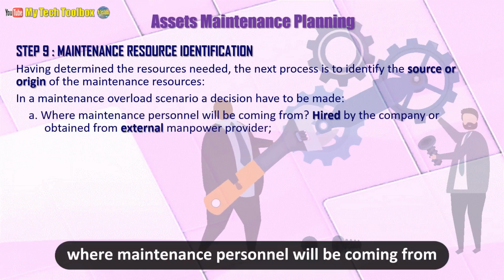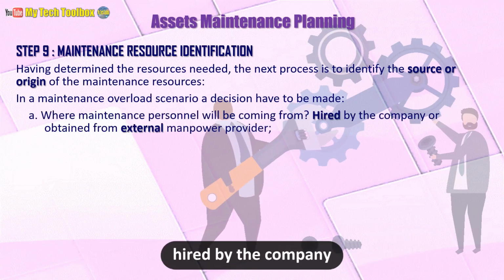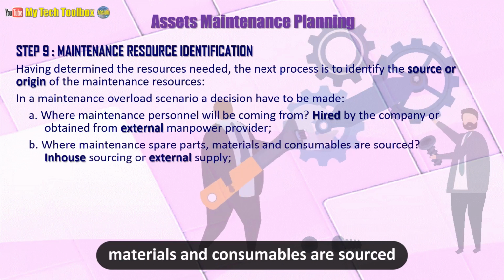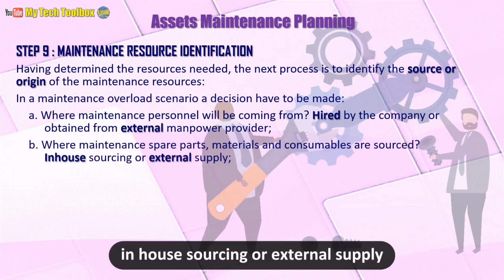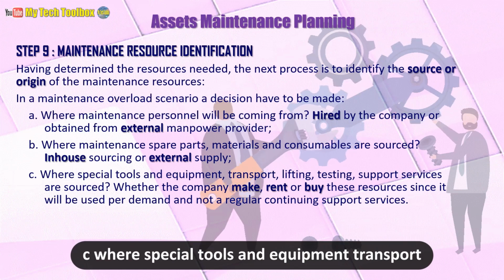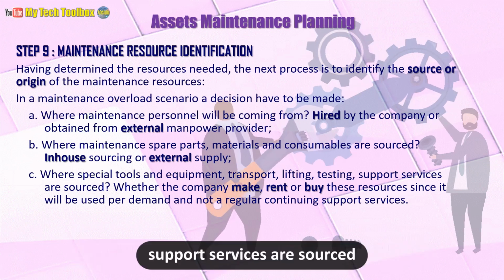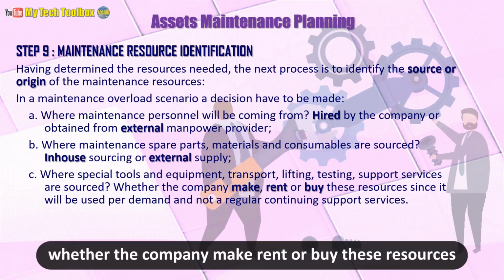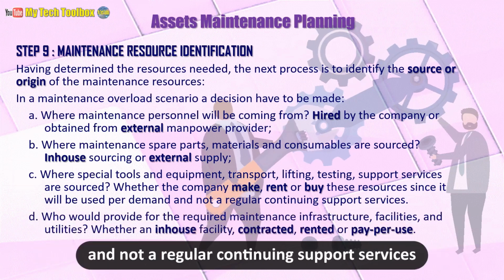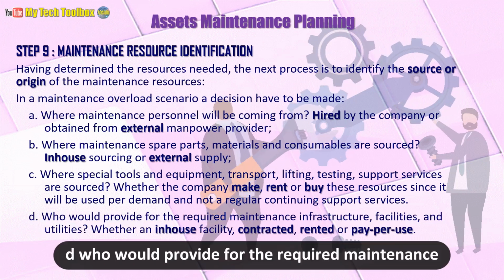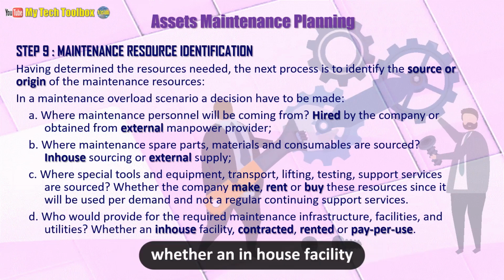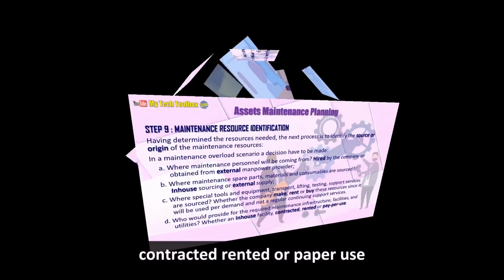A. Where will maintenance personnel be coming from? Hired by the company or obtained from an external manpower provider. B. Where are maintenance spare parts, materials, and consumables sourced? In-house sourcing or external supply. C. Where are special tools and equipment, transport, lifting, testing, and support services sourced? Whether the company makes, rents, or buys these resources, since they will be used per demand and not as a regular continuing support service. D. Who would provide the required maintenance infrastructure, facilities, and utilities? Whether an in-house facility, contracted, rented, or pay-per-use.